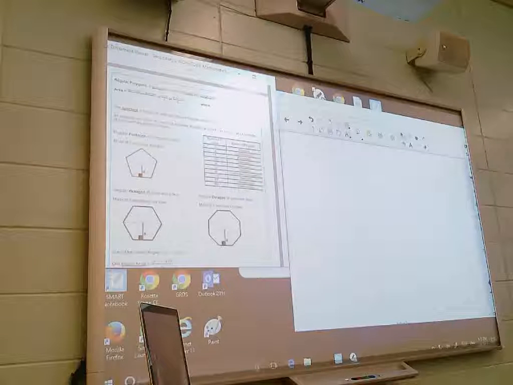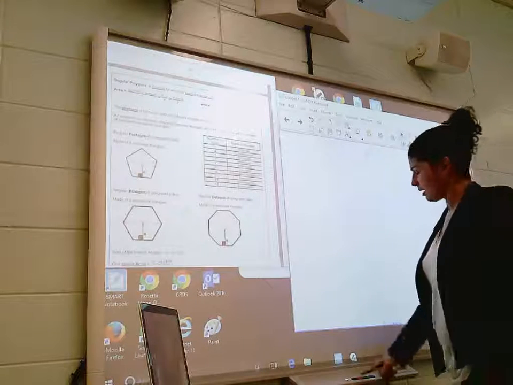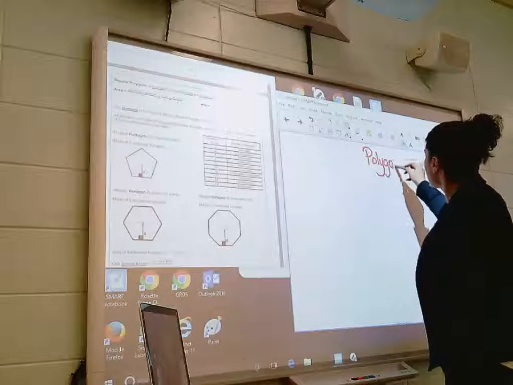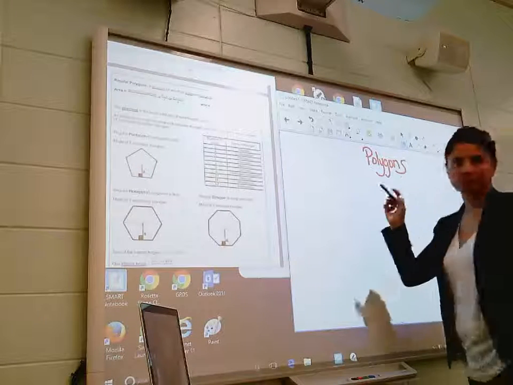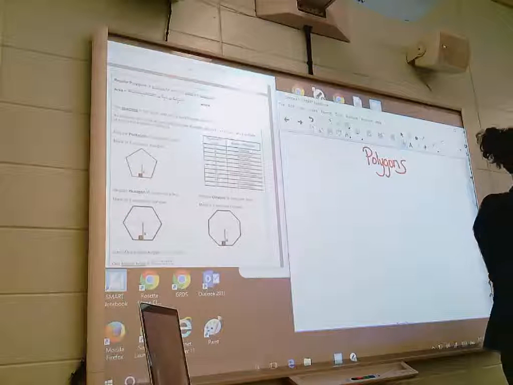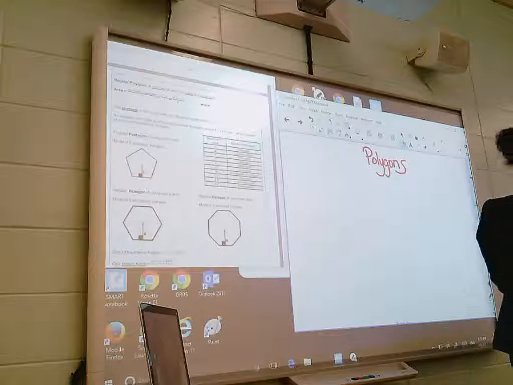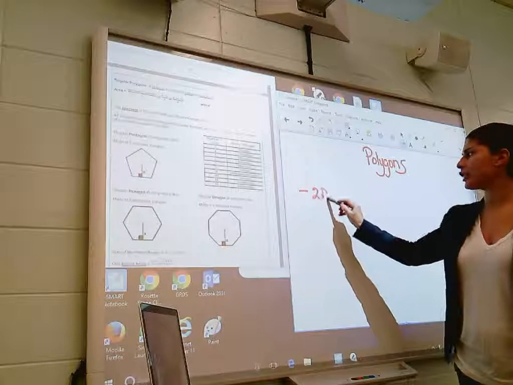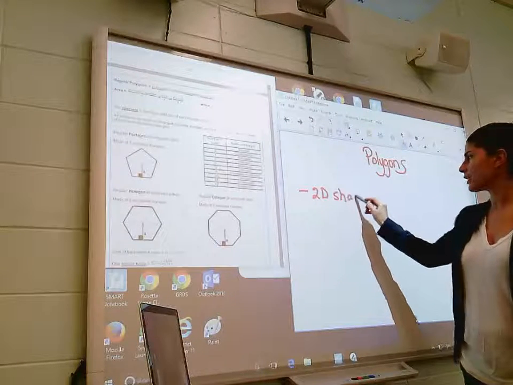Go to page 102, we are going to look at polygons. What are polygons? Polygons are shapes. It's a flat shape. It is not 3D. So one of the things you need to know is that it's a 2D shape. That's what a polygon is.